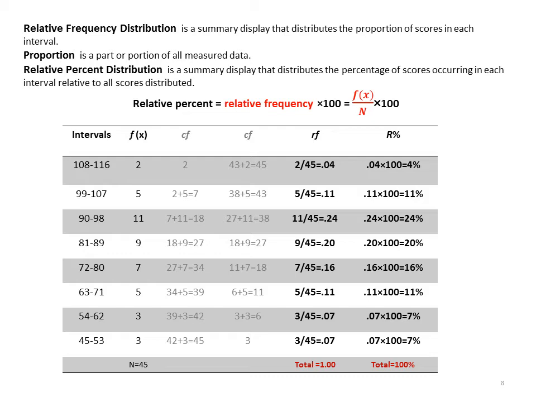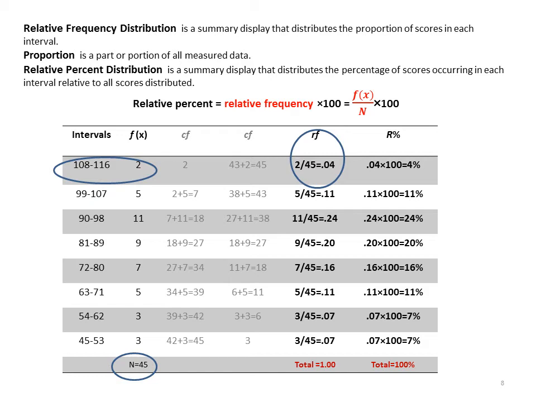For example, for the top interval 108 to 116, the frequency count is 2. The total frequency count is 45. So to calculate the relative frequency for the top interval, we divide 2 by 45, and we get 0.04.